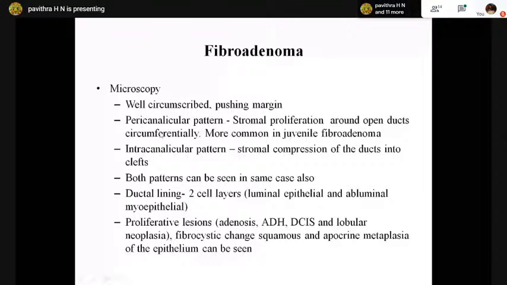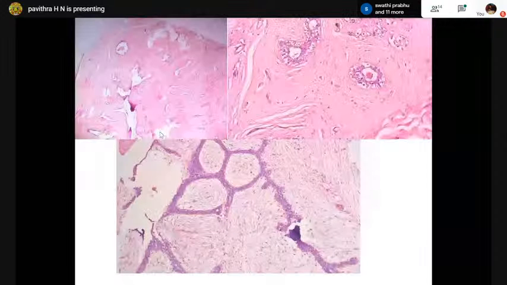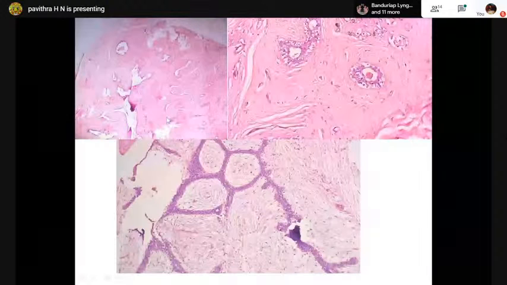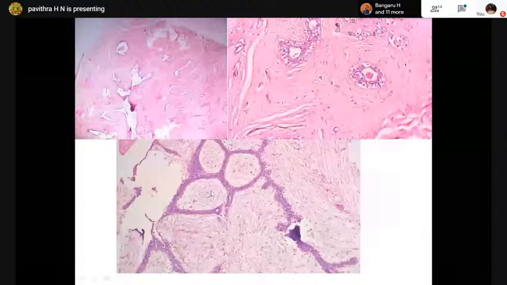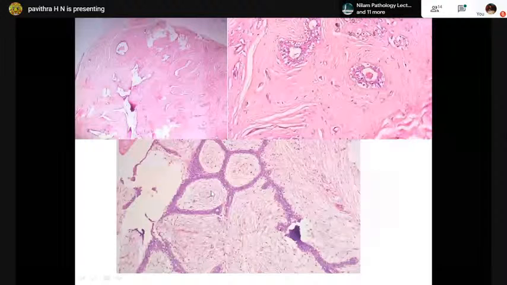So this is the photomicrograph where you can see this is a circumscribed lesion, and you can see various ducts being compressed. The intracanalicular pattern is where the surrounding stroma is compressing the ducts. And we call it pericanalicular when the stroma is surrounding the open ducts. So here it is compressing when it is intracanalicular. In pericanalicular, the ducts are opened up and the stroma is just surrounding them. And you can find both patterns in one case also.